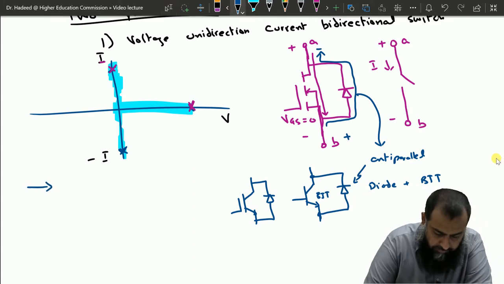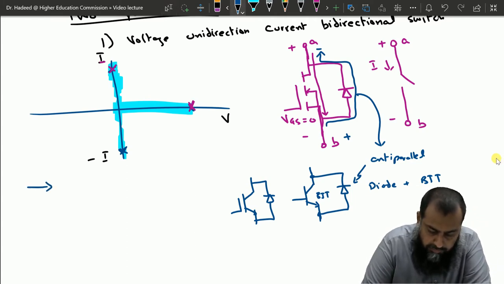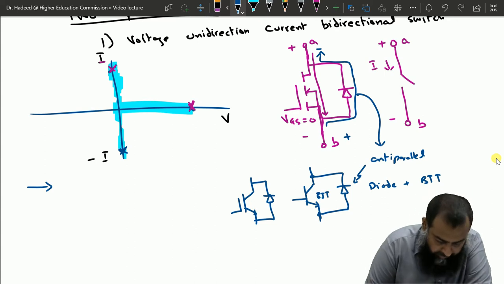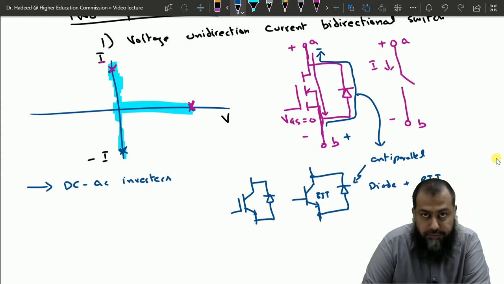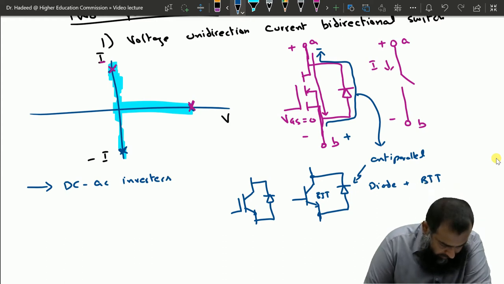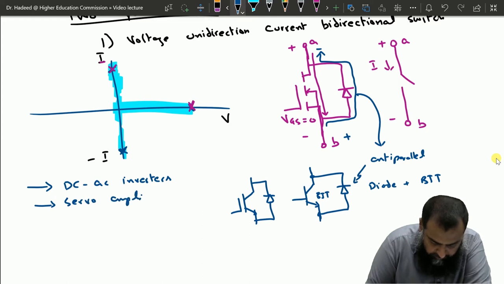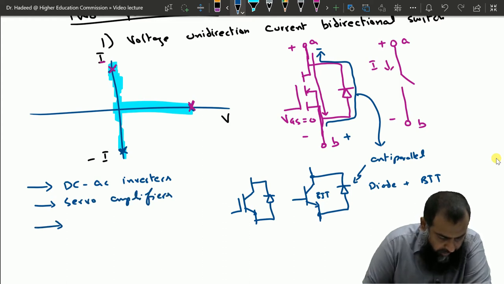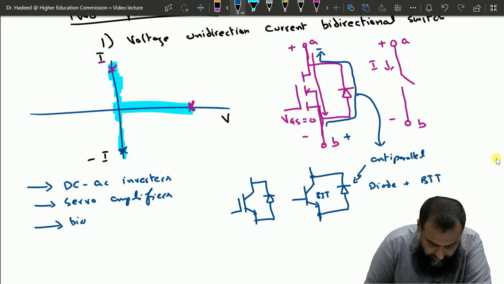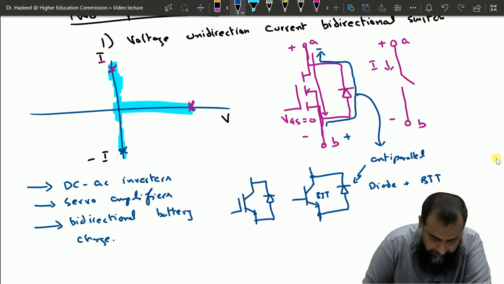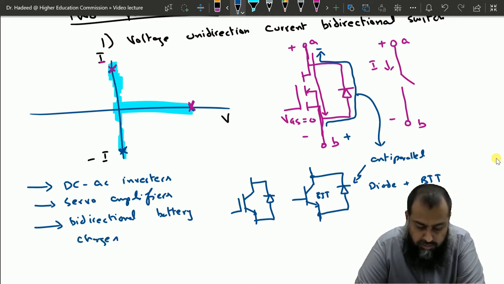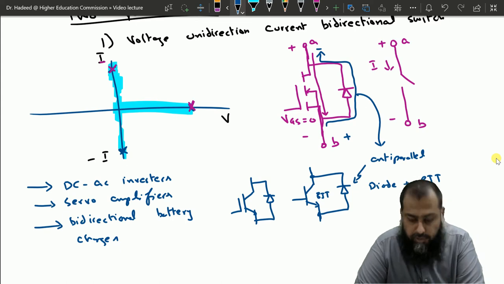Typical applications of voltage unidirectional, current bidirectional switches are the DC to AC inverters, normally known as the H-bridge, and we have the servo amplifiers, and also we have the bidirectional battery chargers. These are typical applications where voltage unidirectional and current bidirectional switches are required.